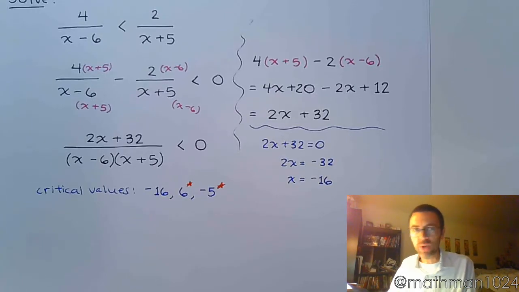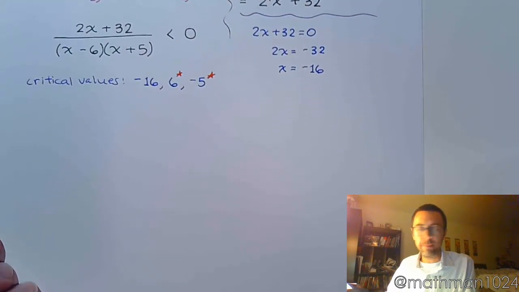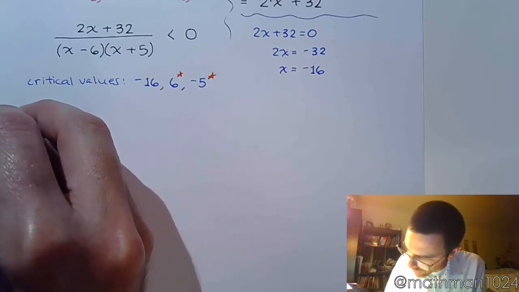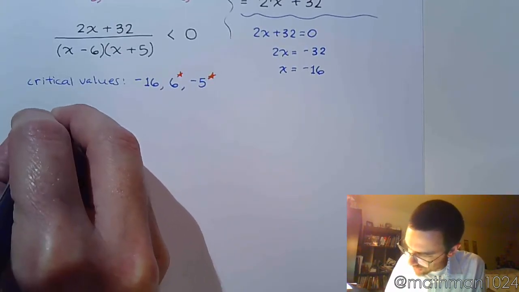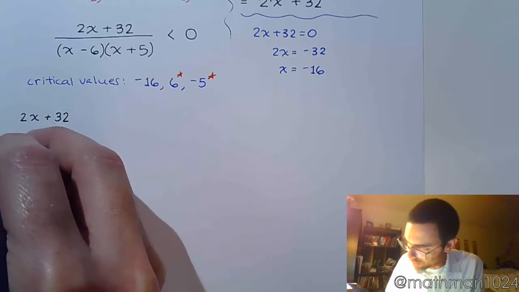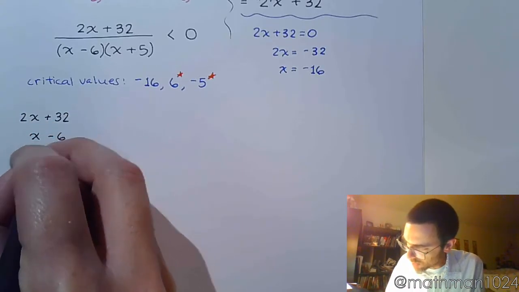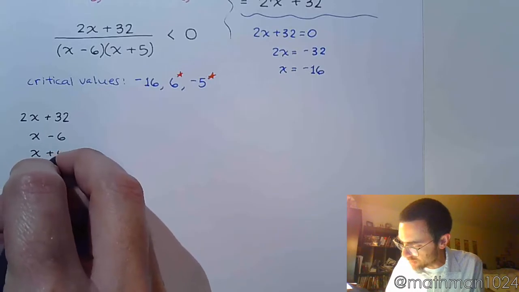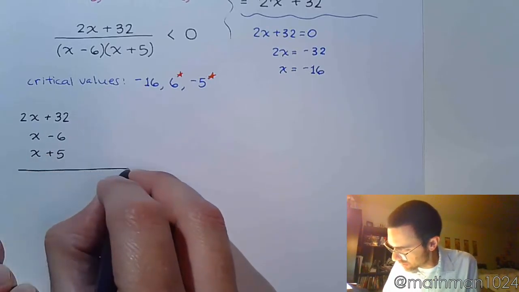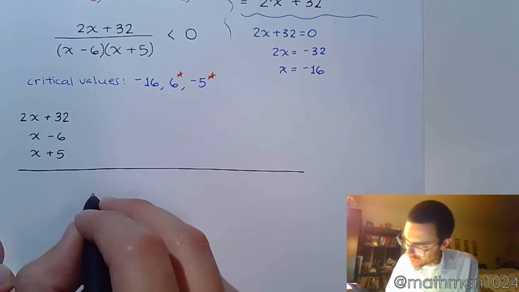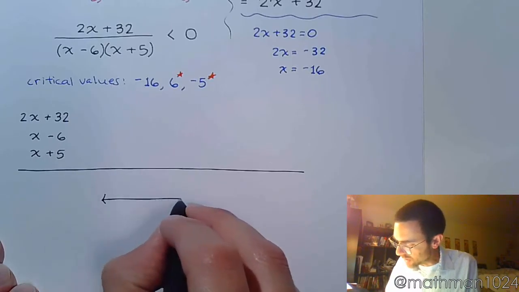All right, and so now we're going to make our sign table with all three of these factors. So 2x plus 32, x minus 6, and x plus 5. And we're going to see what happens when we put all of these together.